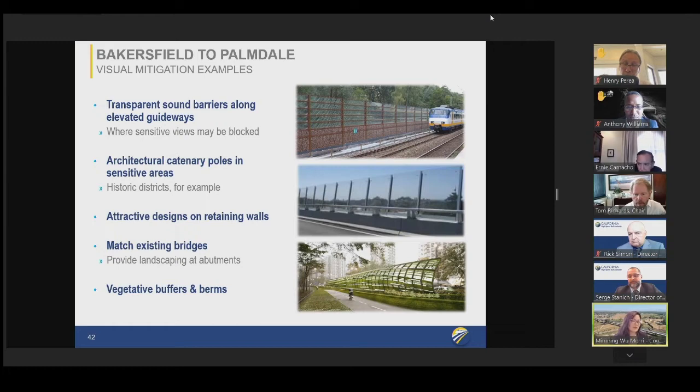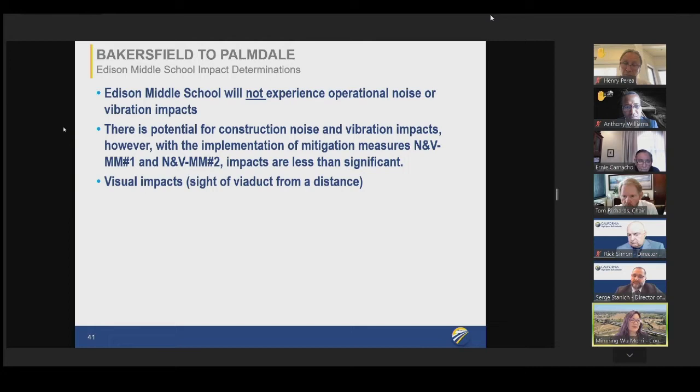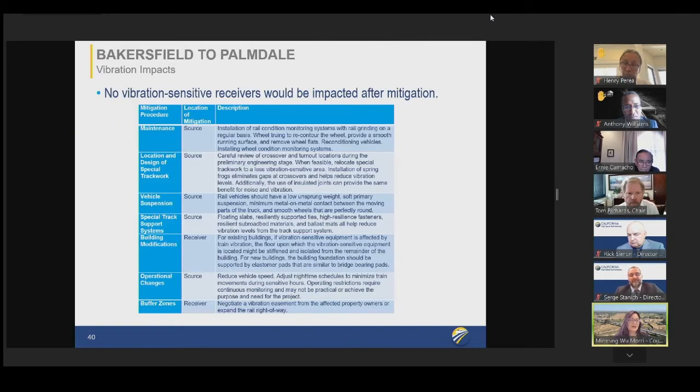Sir, if I may, please. A prior slide actually discusses the specific visual mitigation measures that we have. These are supposed to be examples. If you can go to that prior slide. So these are mitigation specific to vibration. I think it was Director Camacho, is your question on visual mitigation measures or on vibration mitigation measures? Vibration mitigation measures.